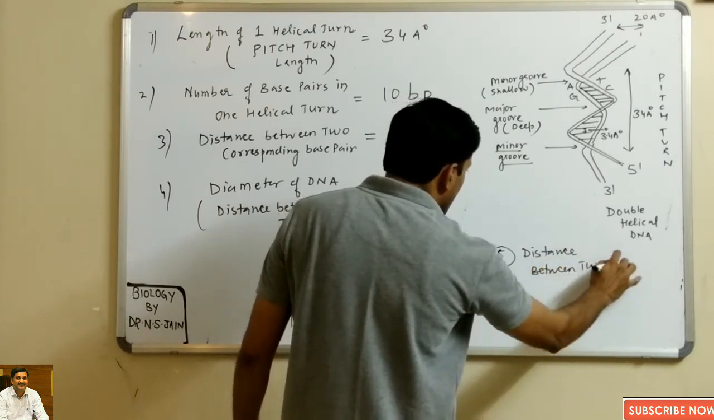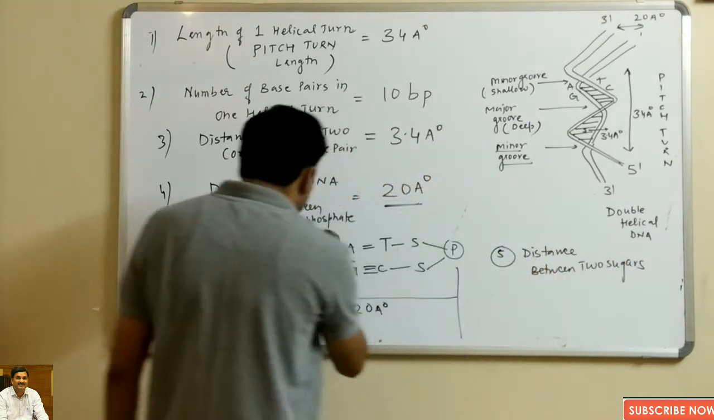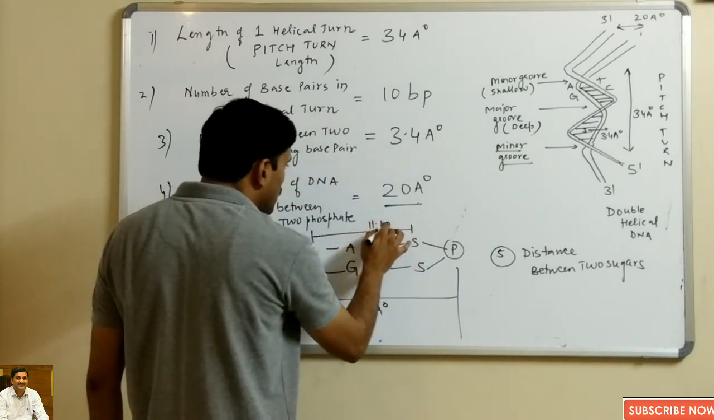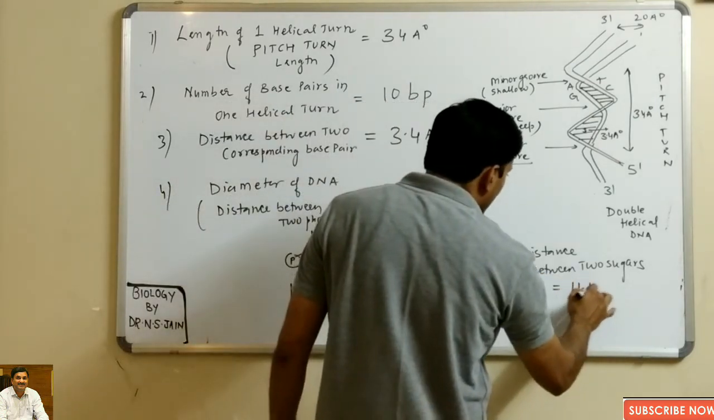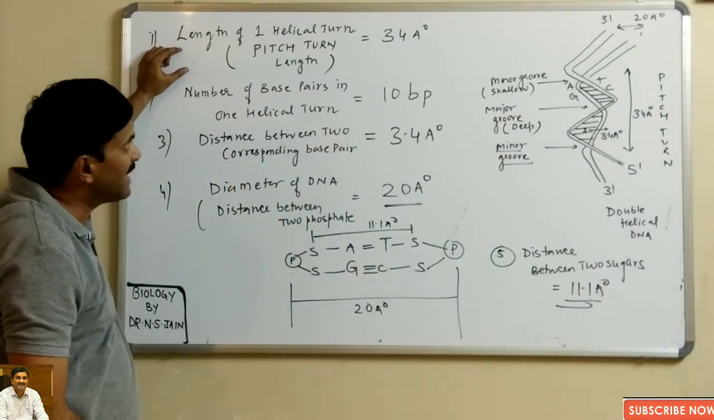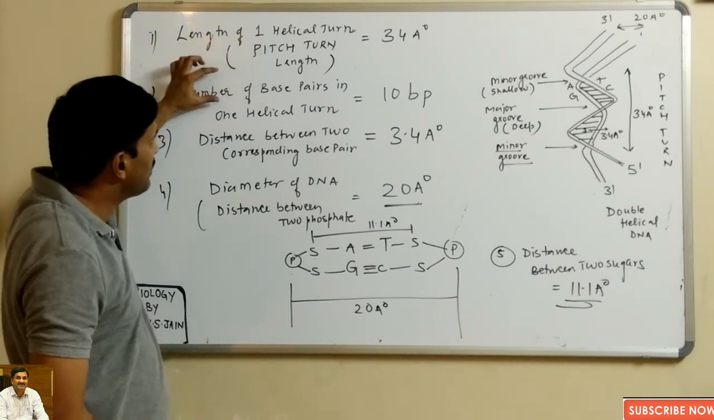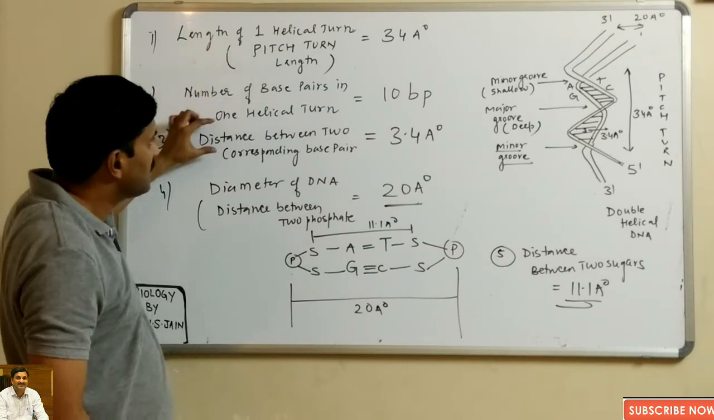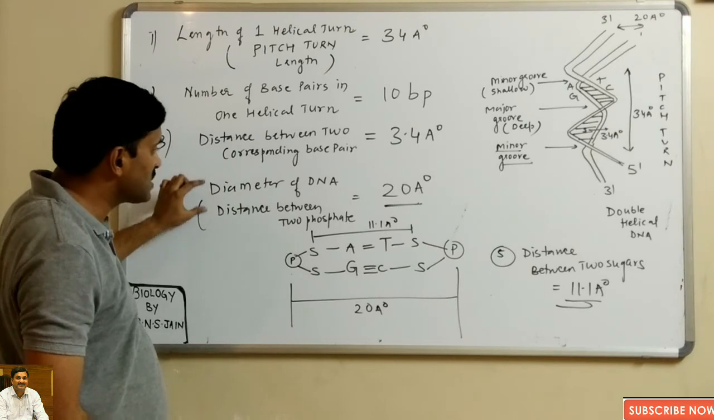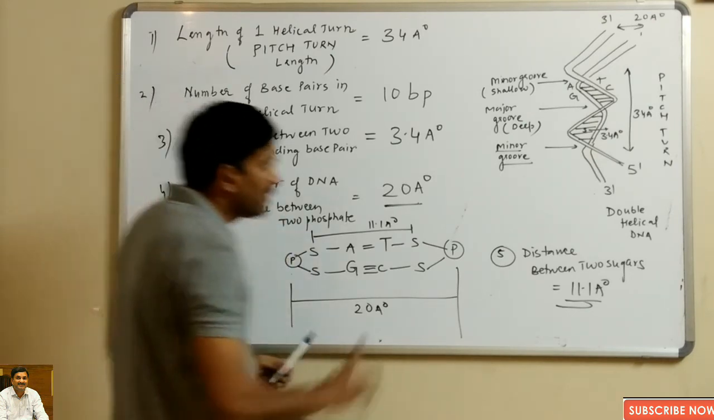And the fifth property is the distance between two sugars. What is the distance between two sugars? If the question is asked like this, distance between two sugars means distance from this sugar to this sugar. So that is known as 11.1 angstrom. So I am writing here 11.1 angstrom. You must know these data also. The length of one helical turn, that is pitch turn, is 34 angstrom. Number of base pairs in one helical turn, 10 base pairs. Distance between two corresponding base pairs, 3.4 angstrom. Diameter of DNA, that is distance between two phosphates, is 20 angstrom, and distance between two sugars is 11.1 angstrom.